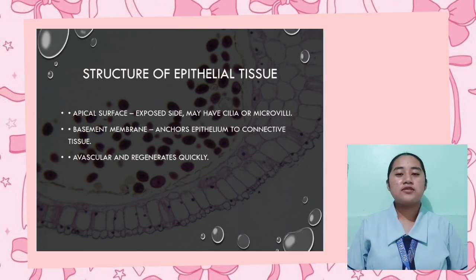Another important thing to remember is that epithelial tissues are avascular, meaning they don't have their own blood supply. Instead, they rely on diffusion from nearby connective tissues to get nutrients and remove waste. And here's something cool. Epithelial tissues can regenerate quickly. That's why when you get a cut or scrape, your skin heals fast, because these cells are constantly being replaced.